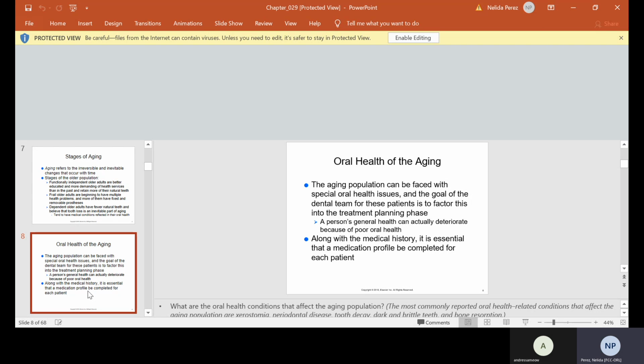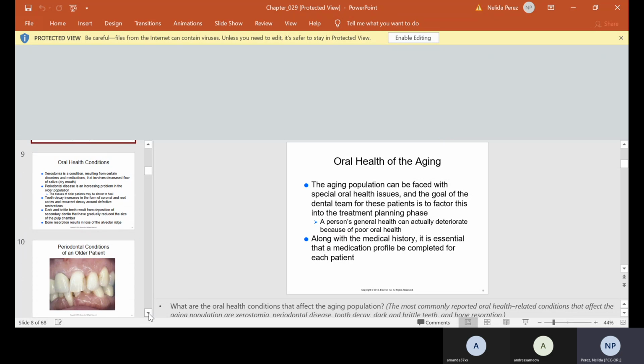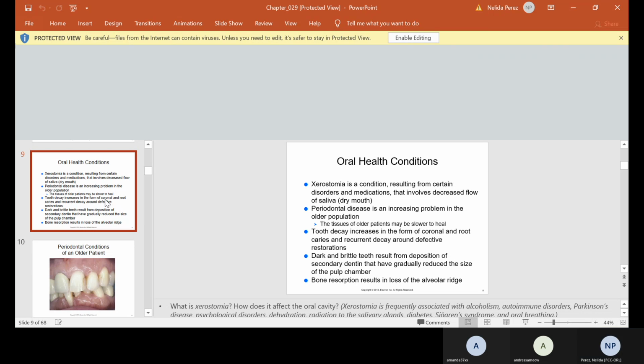The aging population can be faced with special oral health issues. The goal of the dental team for these patients is to factor this into the treatment planning phase. A person's general health can actually deteriorate because of poor oral health. Along with the medical history, it is essential that a medication profile be completed for each patient. We talked about xerostomia, which is dry mouth, resulting from certain disorders and medications that involve decreased flow of saliva.